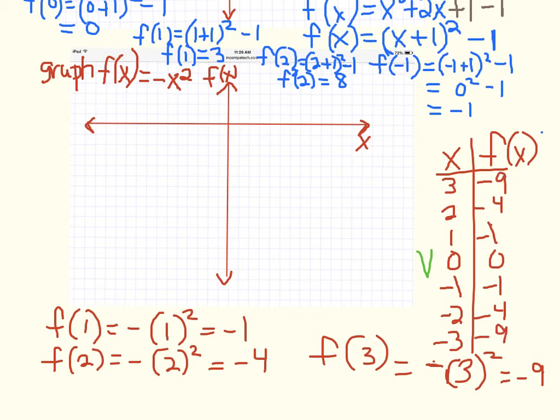So that's going to look like this. And so I'm going to go 1, negative 1, negative 1, negative 1, 2, negative 4, negative 2, negative 4, and then I'm going to go all the way down here to 9 and draw my parabola.